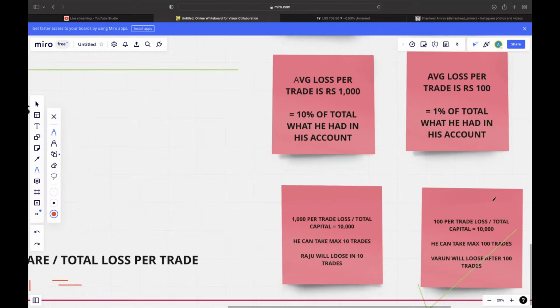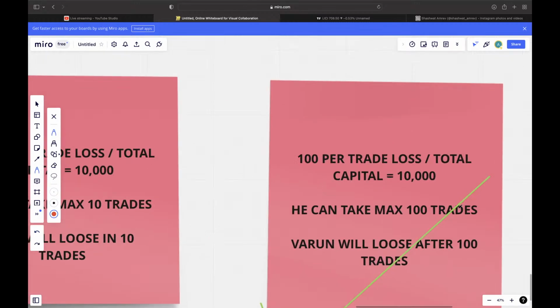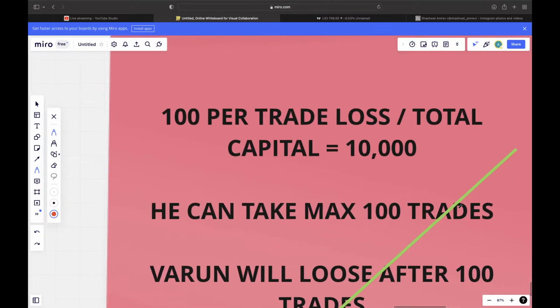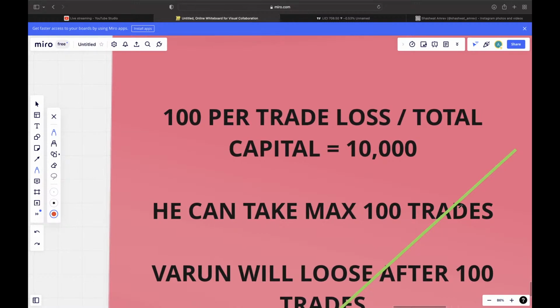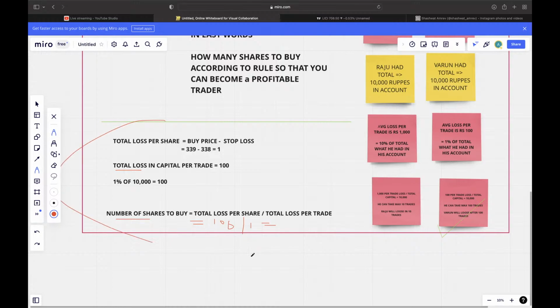Position sizing is all about how many shares to buy. Don't be this Raju guy losing 10% every trade because you have bought too many shares. Be this guy Varun. So even if a loss happens, your loss should be only that much that you can afford, to take more trades in the future. And this is the formula.